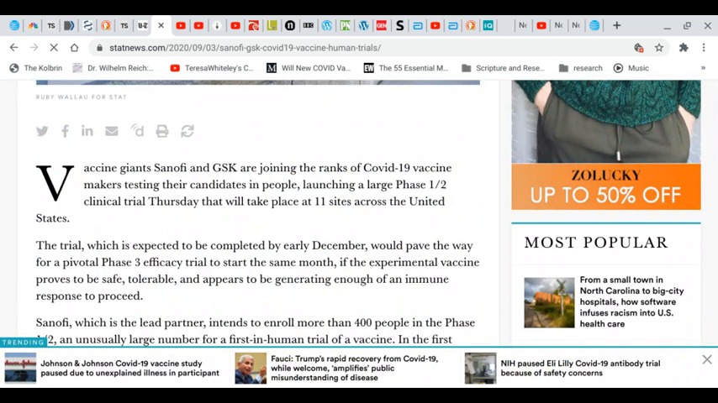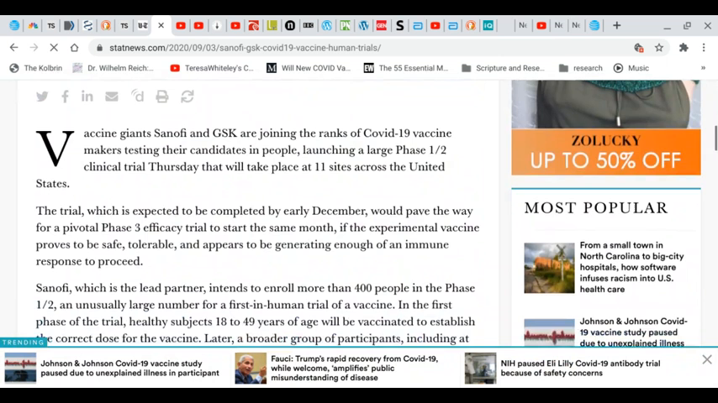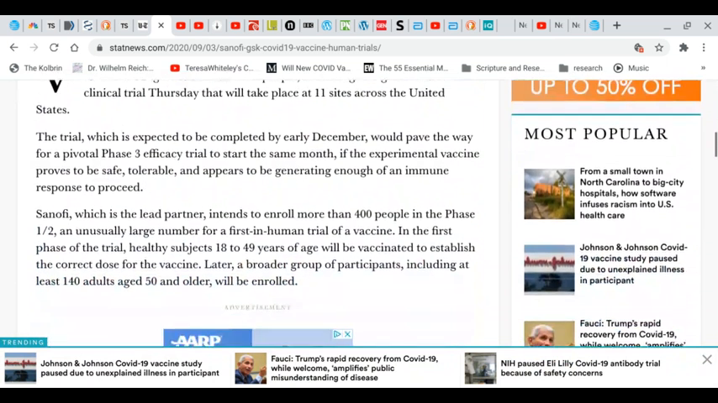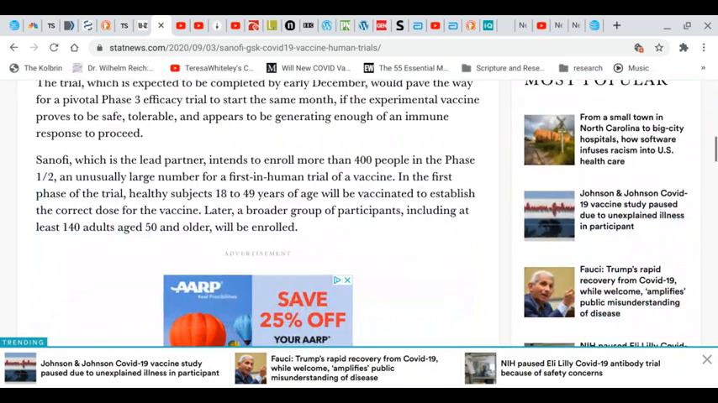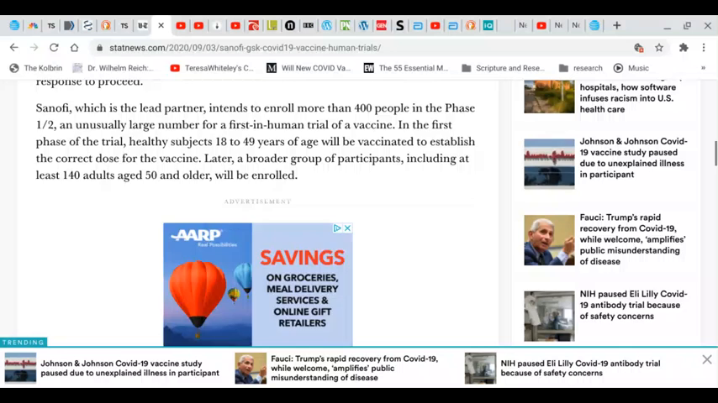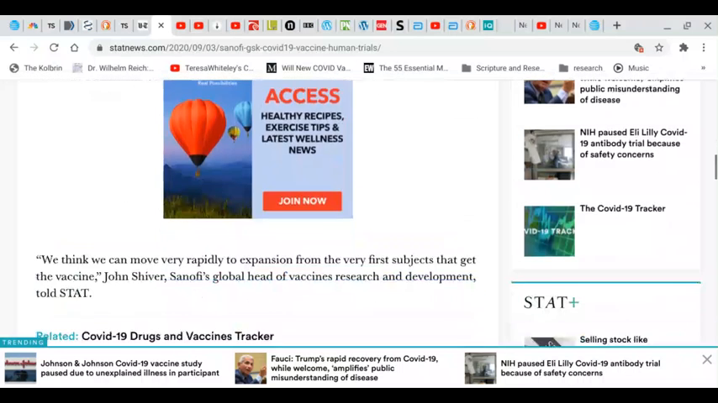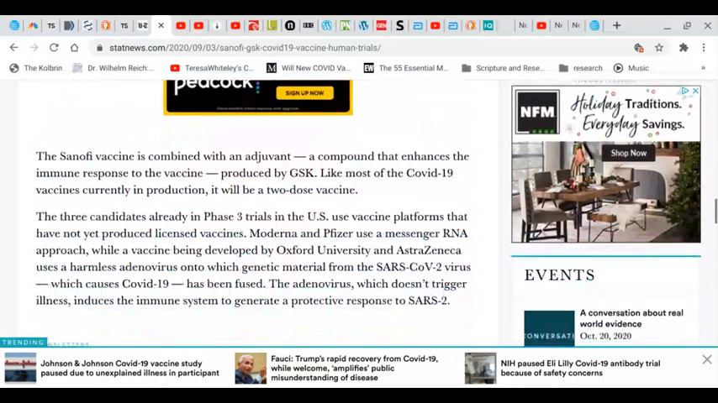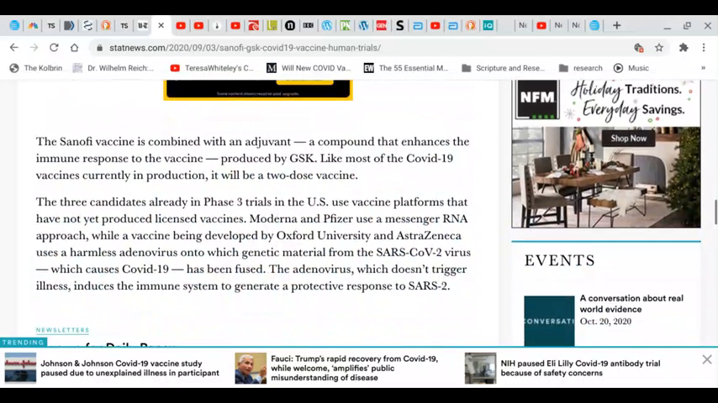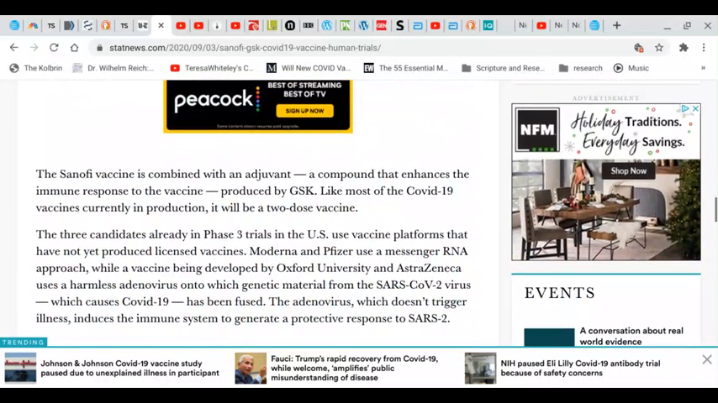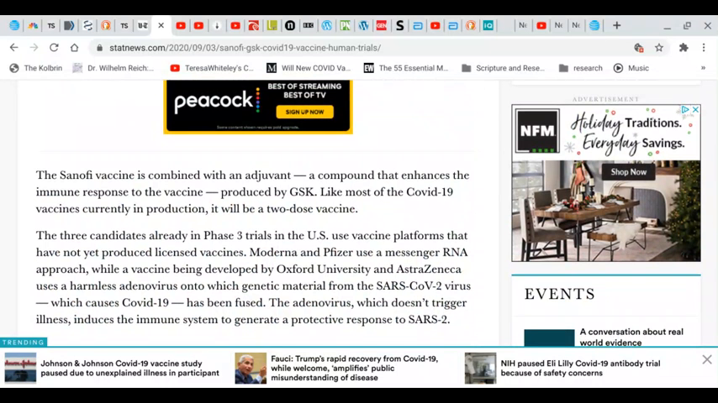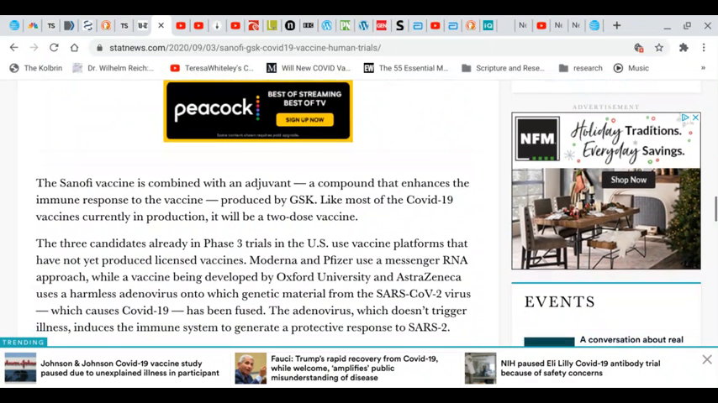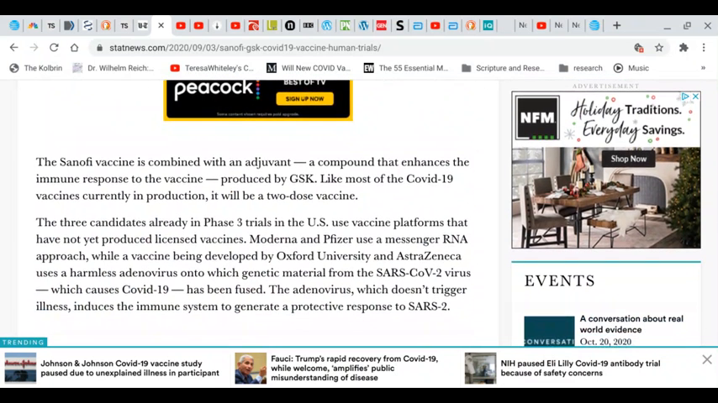Vaccine giants Sanofi and GSK are joining the ranks of COVID-19 vaccine makers. Phase 1 and 2, first in human trials. What is it? It's combined with an adjuvant, a compound that enhances the immune response to the vaccine, produced by GSK, like most COVID-19 vaccines.